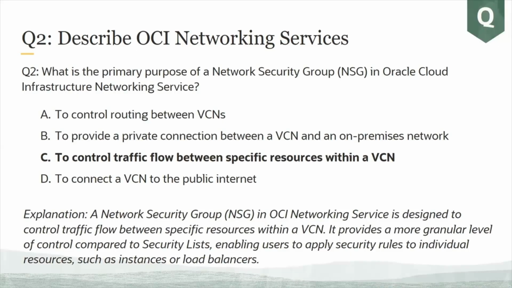But if you don't know this answer, you can also eliminate some of the other options. For option A, routing control is done by route tables, not by network security groups. Private connectivity between a VCN and an on-premises network, we just saw in the previous question, is DRG. To connect a VCN to the public internet is through Internet Gateway. So if you didn't know the answer, you could eliminate some of the other choices and arrive at the correct answer.